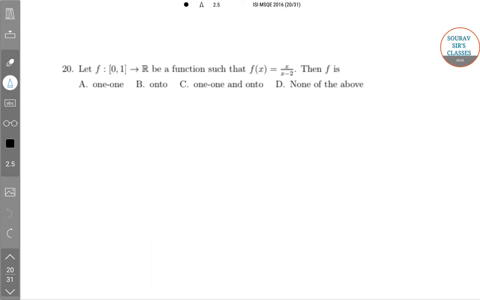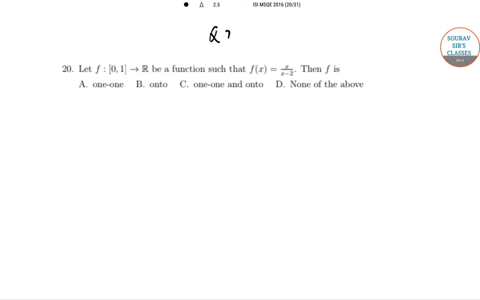Today we'll be solving the ISI MSQMS question paper from the year 2016. Today we'll be solving question numbers 20 and 21 from the same paper. Let's begin with question number 20.